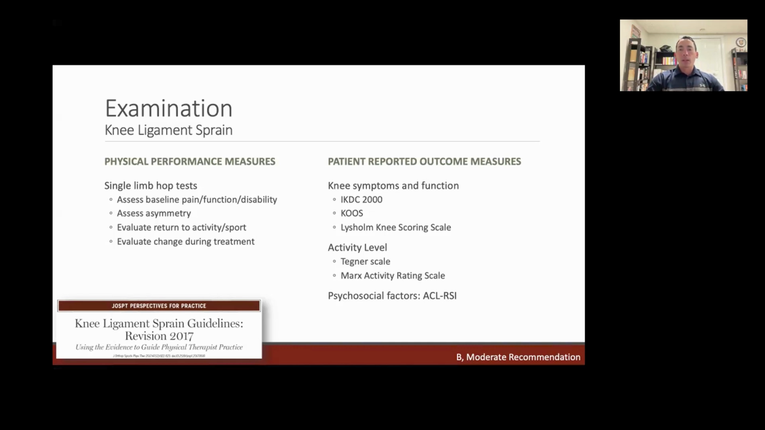The Tegner scale groups activities into levels based on their degree of stress on the knee. So level 10 is competitive elite level sports, and level 1 is sedentary work. And the Lysholm and the Tegner scales are frequently utilized together. After ACL injury, assessment of psychosocial factors is also important. The Anterior Cruciate Ligament Return to Sport Index, or the ACL-RSI, assesses psychological factors that may hinder return to sports.